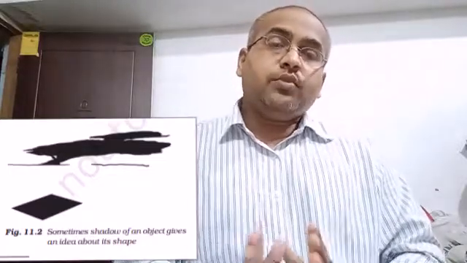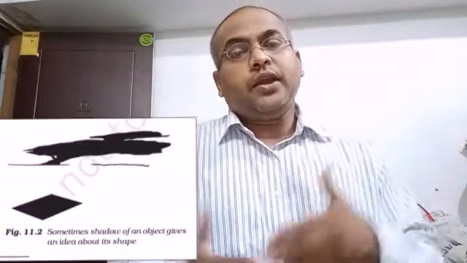So from that comes the next topic. When an opaque object comes in the path of light, a dark patch is formed behind the object and that is called a shadow. And a shadow gives us not the detailed information of the body but an outline structure of the body.